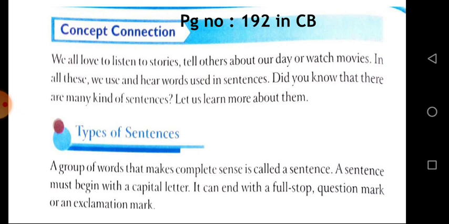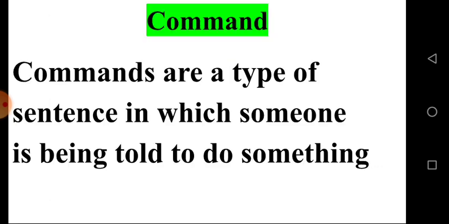Right? Let's see them one by one. First, we are going to see the command. Commands are the types of sentence in which someone is being told to do something. The command sentence usually begins with a verb. It starts with the action verb, and the listener understands the action required. We should do that action. That is called the command.